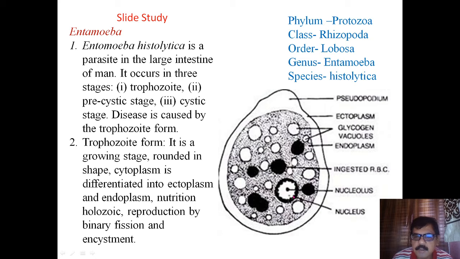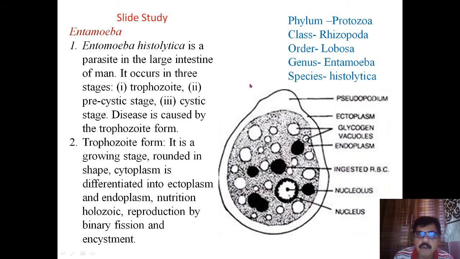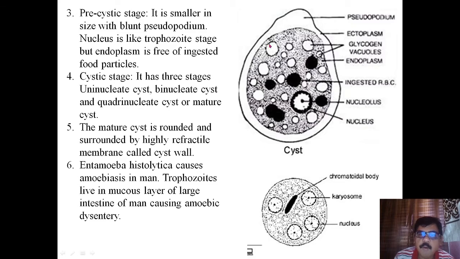Centrally placed there is a nucleus, and inside that there is a nucleolus. It feeds on the blood, and therefore you can observe the ingested RBCs, and these are the vacuoles or the glycogen vacuoles. In this diagram, you have to draw only this single diagram of trophozoite. You are not supposed to draw this cyst and this diagram.